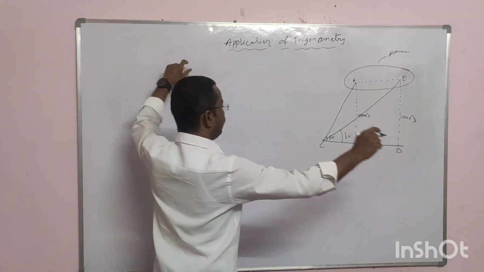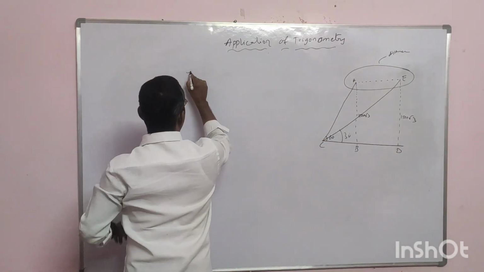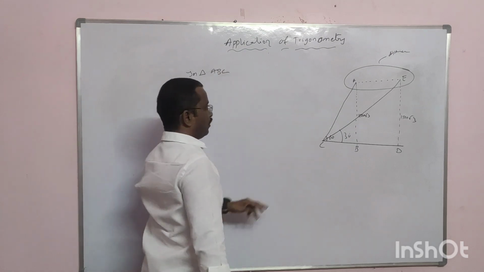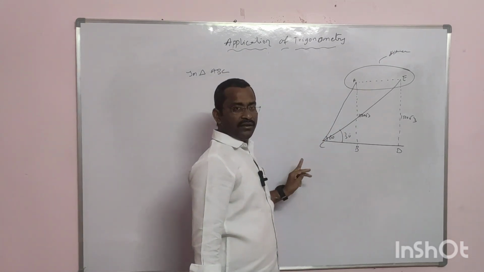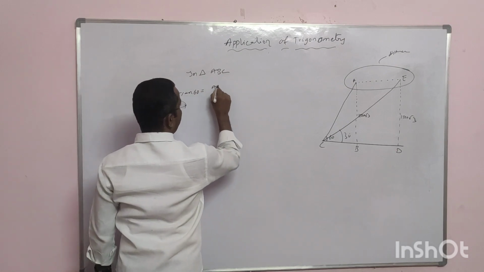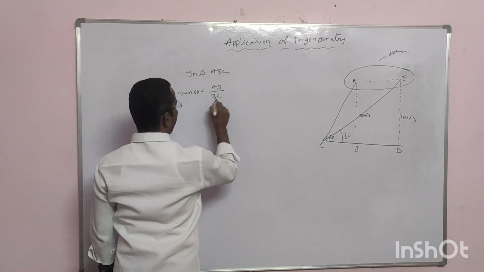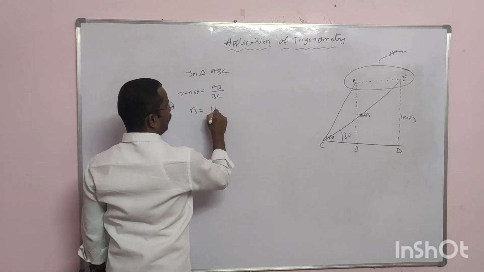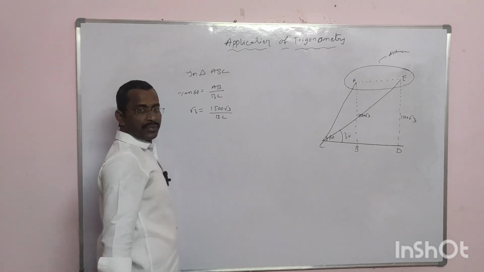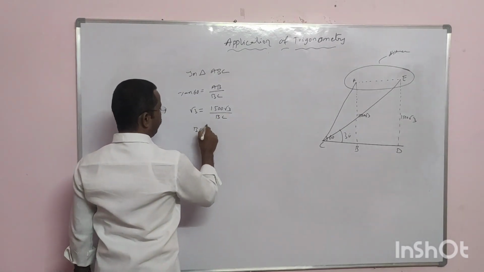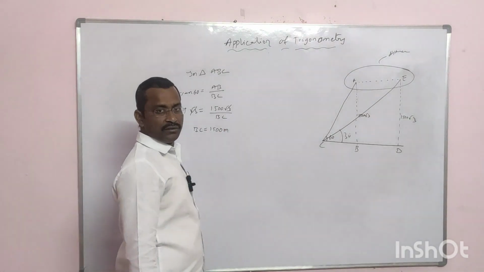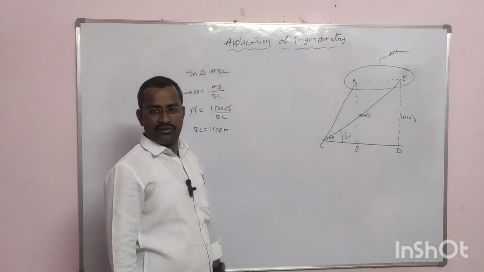So let's consider that in triangle, ఏ ట్రయాంగిల్ తీసుకుందాం మనం? ABC తీసుకుందాం. ABC, అందులో tan 60 is equal to AB by BC. tan 60 అంటే ఎంత? √3. AB ఎంత? 1500√3. ఇది మీ BC. అప్పుడు BC is equal, √3 క్యాన్సిల్, ఎంత వచ్చింది? 1500 meters. ఇది ABC ట్రయాంగిల్.